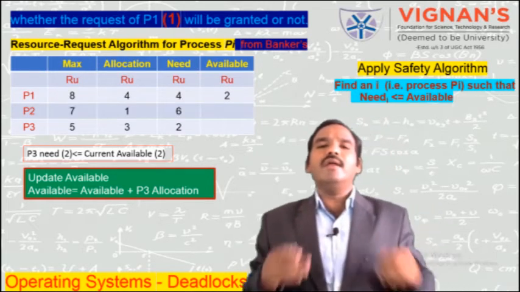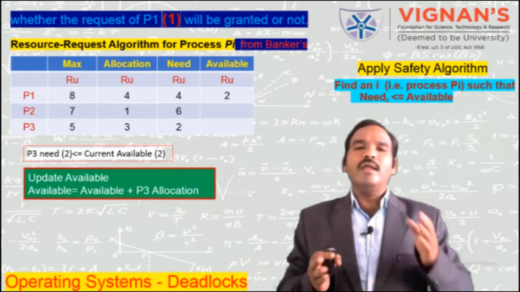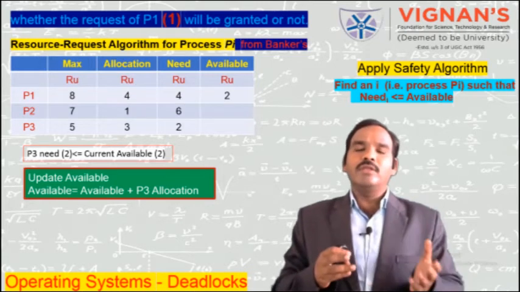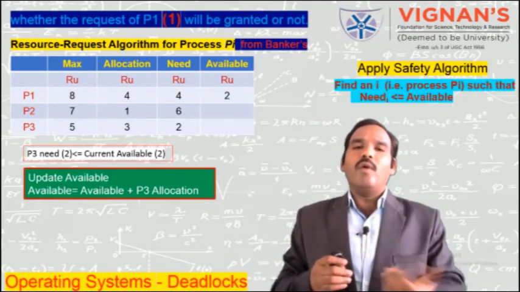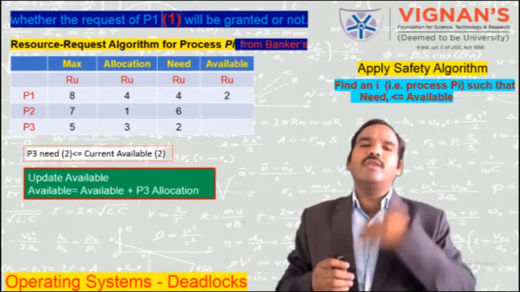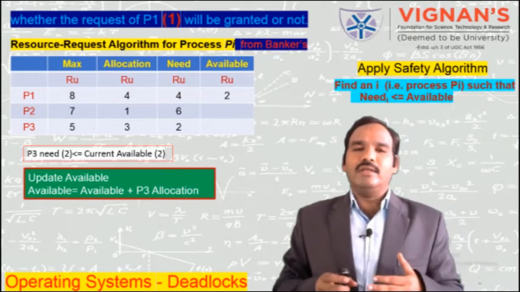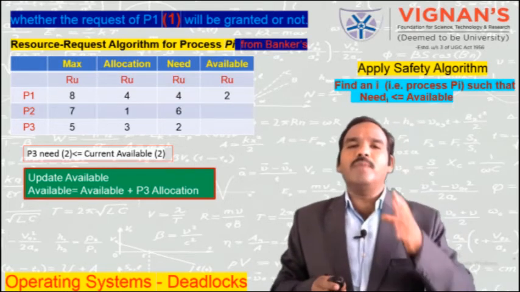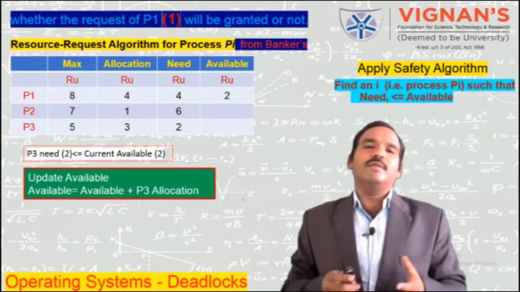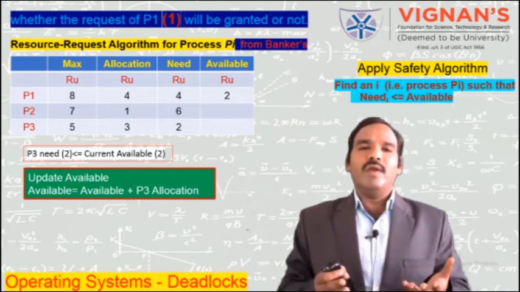So don't allocate the resources. Don't allocate the resources until the resource value increases. Once the resource value is increased, then you can allocate the resources if any process satisfies the condition. If you keep that condition in the operating system, definitely we can avoid the deadlock.